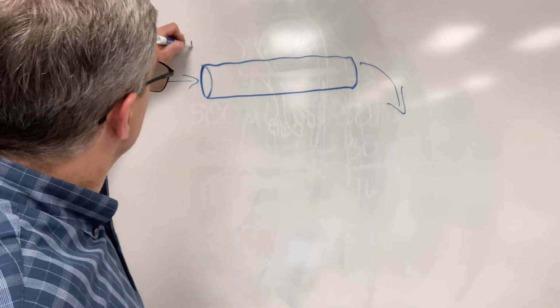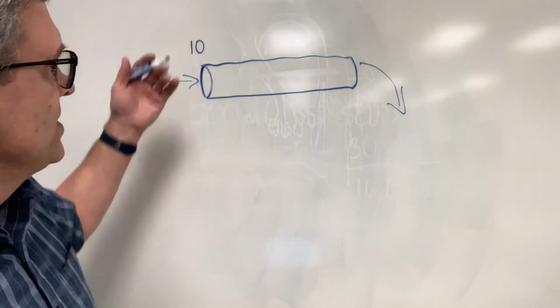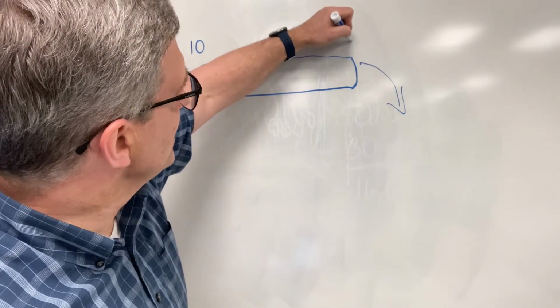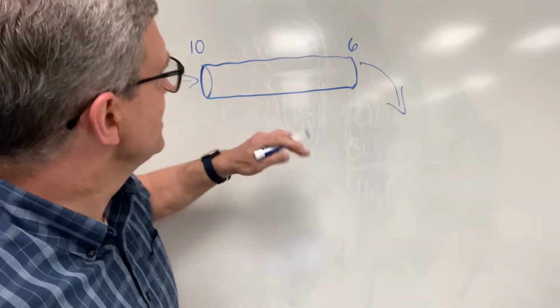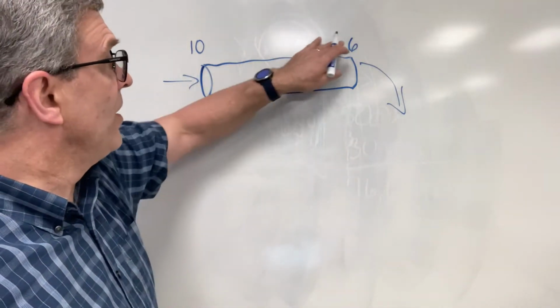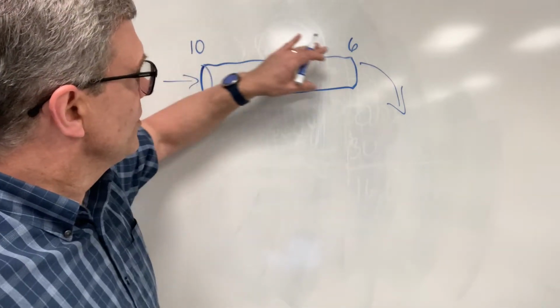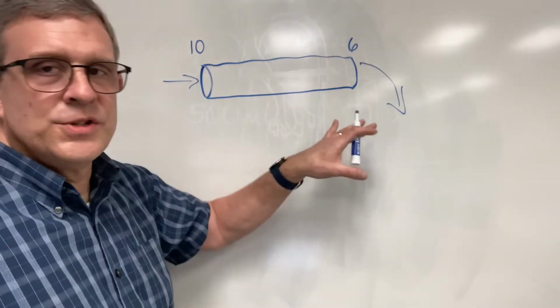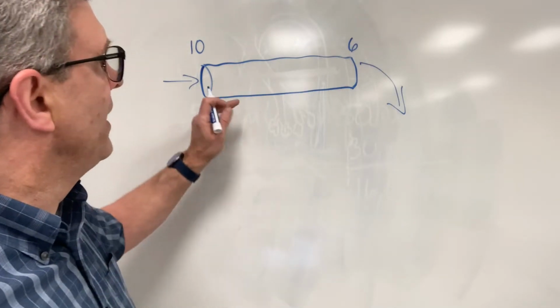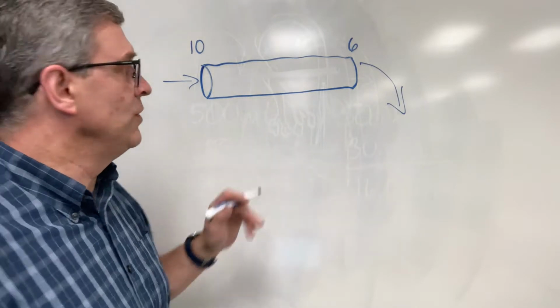So if we have an input of 10, say there's a pressure of 10 and there's an output of 6, there's a difference of 4. So if there were no resistance at all, then it'd be 10 in, 10 out. But there's a little bit of a pressure or flow drop, however you want to talk about it, because of the resistance in there. And again, that's even in a smooth tube.